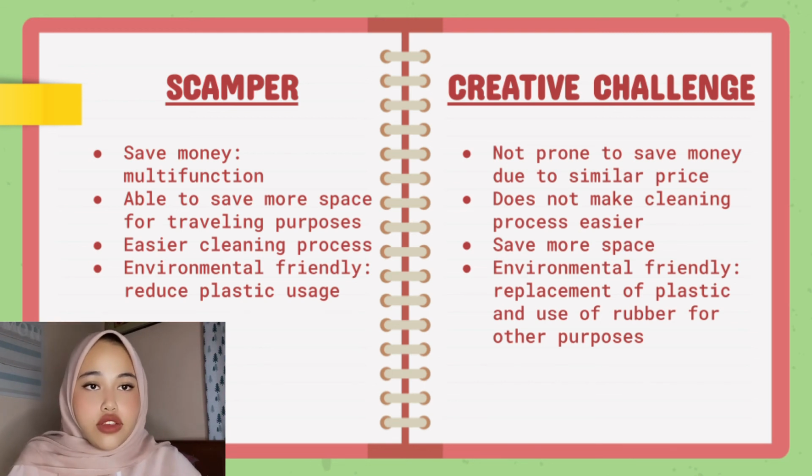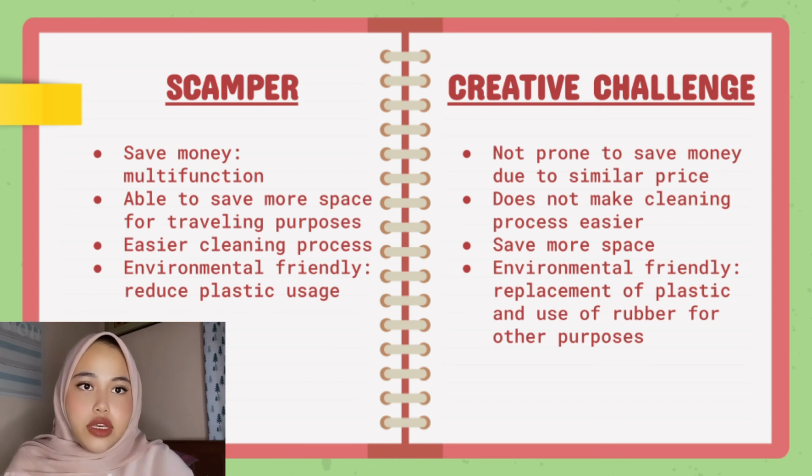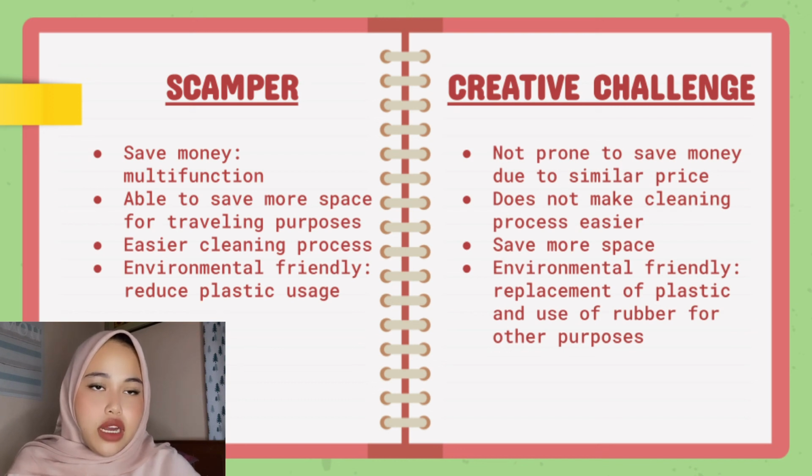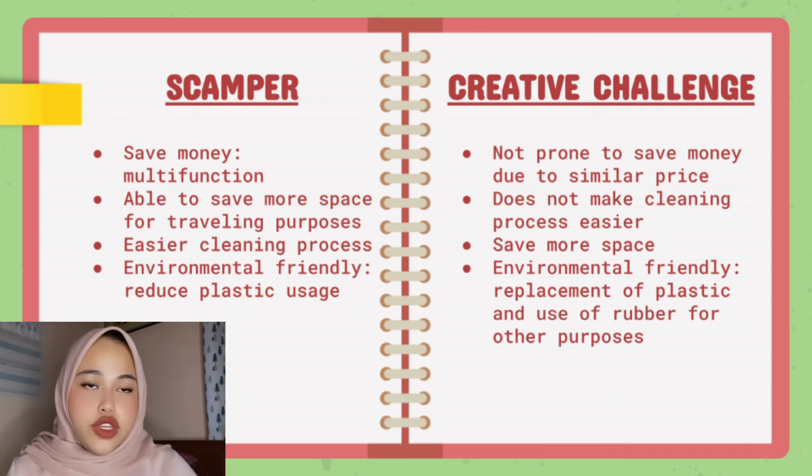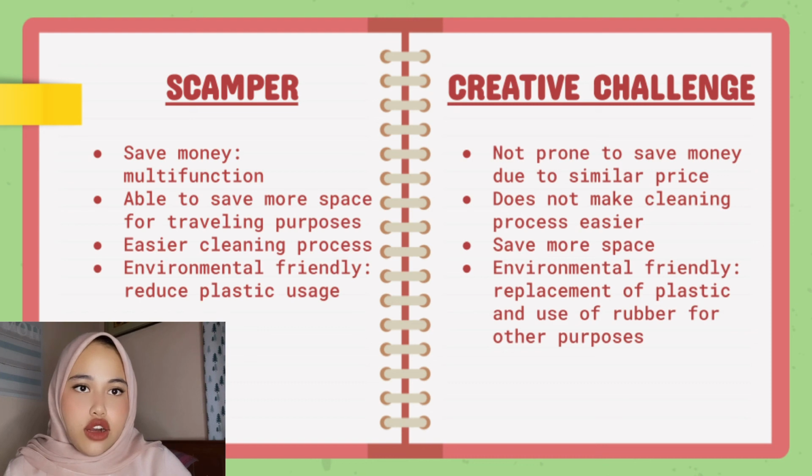However, by using the creative challenge, we are able to save more space because the toothbrush will be foldable, hence it will become smaller and more compact for those who need it to be portable and convenient. Plus, it is environmentally friendly because we have changed the plastic into the rubber. Hence, after we dispose the toothbrush, we can use the rubber part of the toothbrush as a cleaning comb or many other purposes.